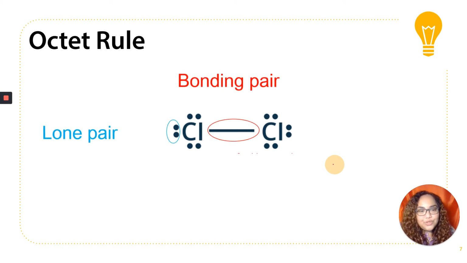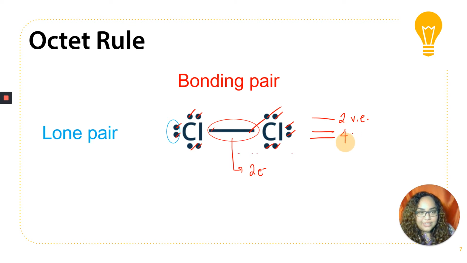Now, you would draw the bond as one single line. So each single line connotes 2 electrons. So you would count it like this: 1, 2, 3, 4, 5, 6, 7, 8. So one line is 2 valence electrons, and if there are 2, that would be 4 valence electrons, and if there are 3 bonds, that would be 6 valence electrons.